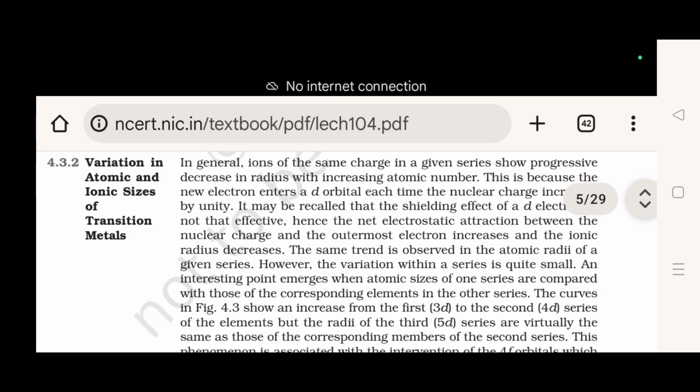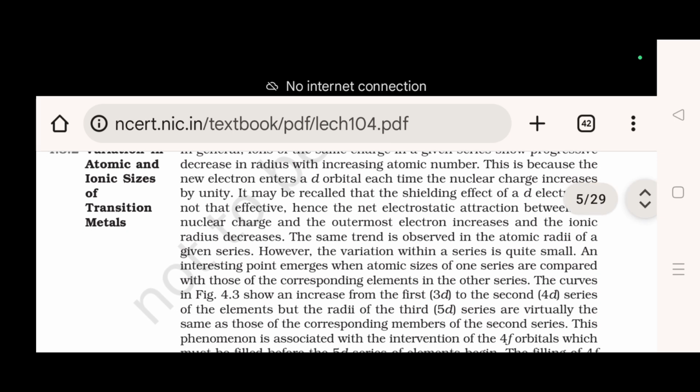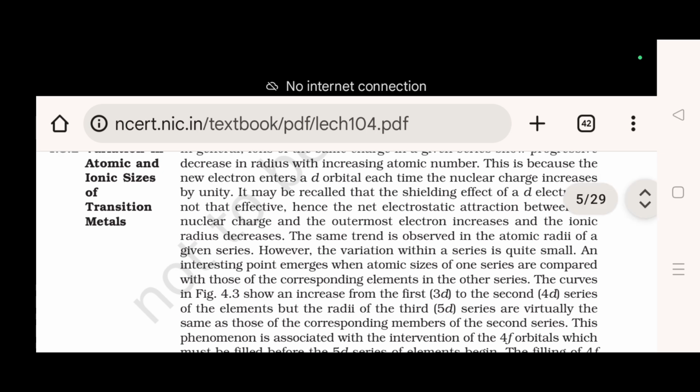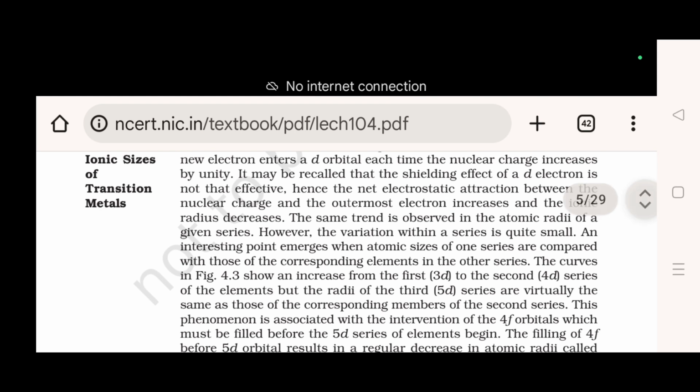In general, ions of the same charge in a given series show a progressive decrease in radius with increasing atomic number. So now we are discussing variation in atomic and ionic sizes of transition metals. This is because the new electron enters a d orbital each time as the nuclear charge increases by unity. It may be recalled that the shielding effect of a d electron is not that effective. Hence the net electrostatic attraction between the nuclear charge and the outermost electron increases and the ionic radius decreases.